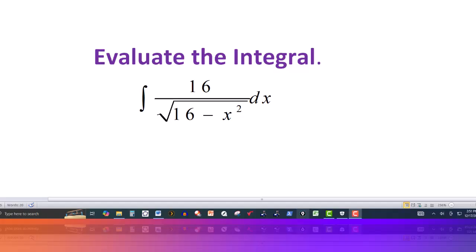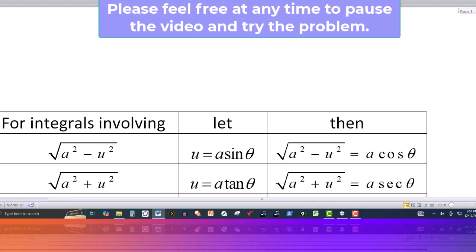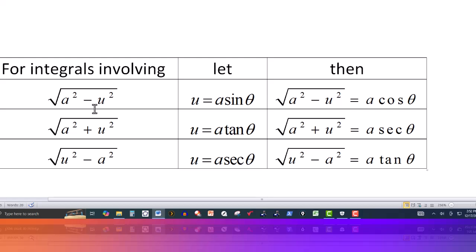In this video we have the integral of 16 over the square root of 16 minus x squared. Looks like it fits a trig substitution. Let's look at the forms. For integrals involving the radical, the square root of a squared minus u squared, you can use this substitution, u equal to a sine of theta.